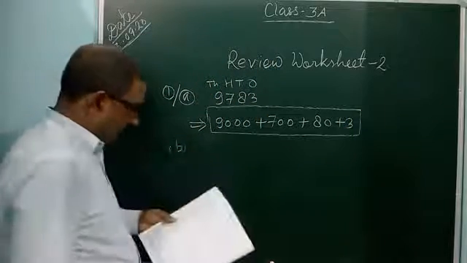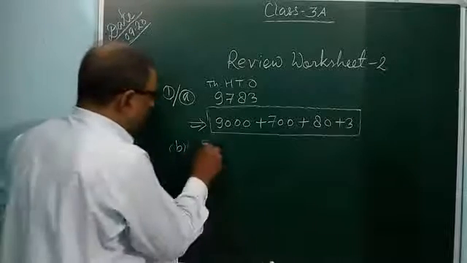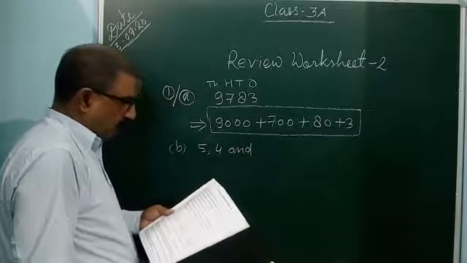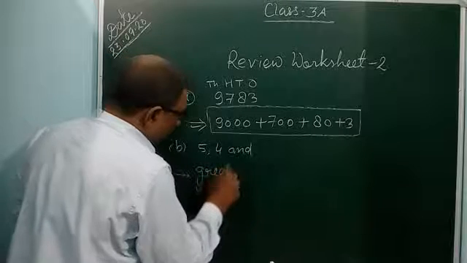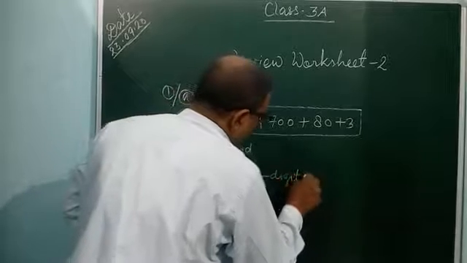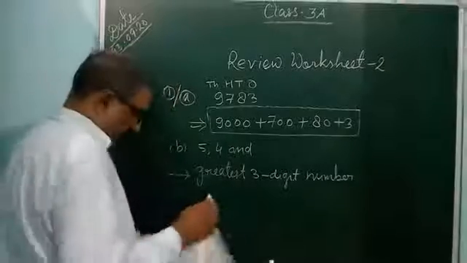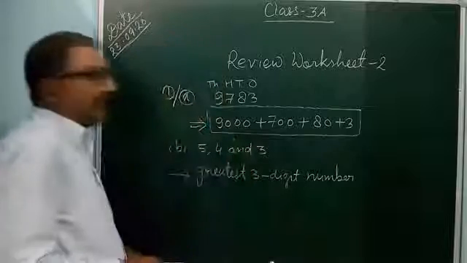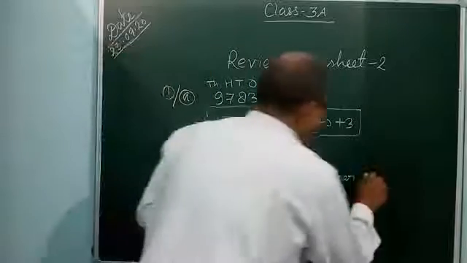Question number B. The greatest 3-digit number formed with 5, 4, 3. Numbers are given 5, 4 and 3. So you should make the greatest 3-digit number. So you see 5, 4 and 3 is given. So I told already, for the greatest number you choose firstly the greatest number, 5.